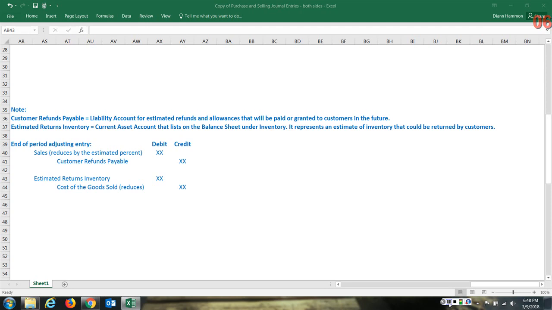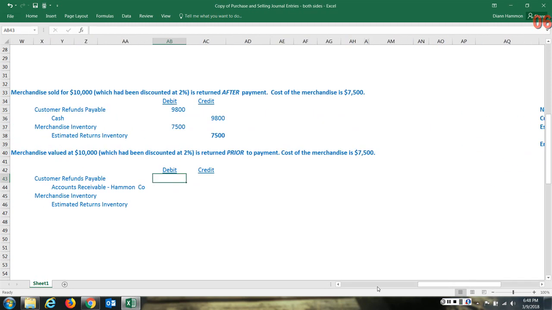The second adjusting entry creates an estimated returns inventory account for merchandise that is expected to be returned, and then a credit is made to the cost of goods sold, which reduces the cost of goods sold. So let's look at some examples of how to apply those.